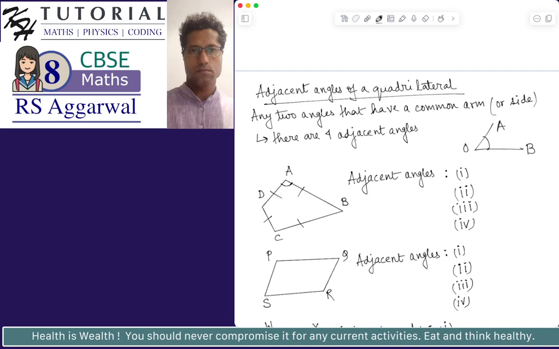Now, what is any other angle that has a common arm with the angle A? If you consider angle B, then angle B also has two arms, AB and BC. So angle A and angle B have the common arm AB. So angle A and angle B are adjacent angles.